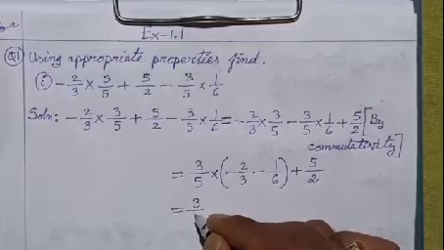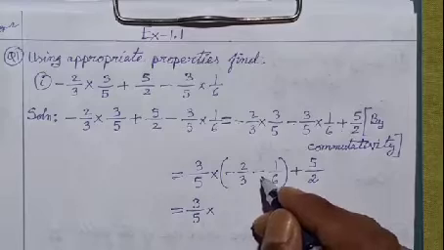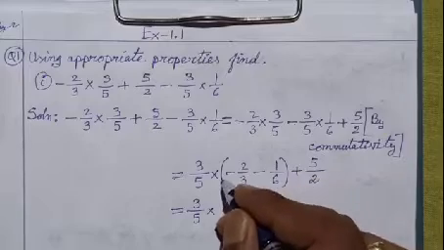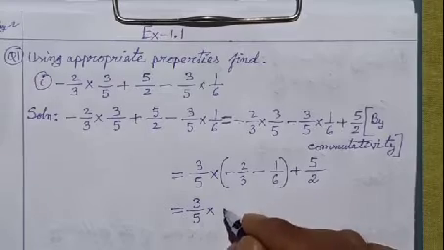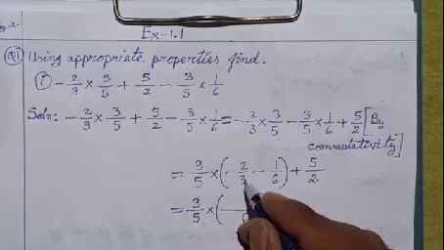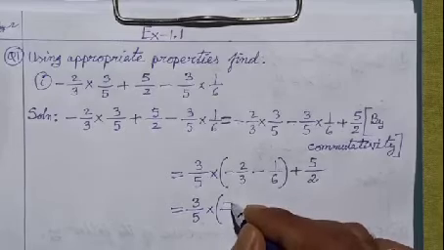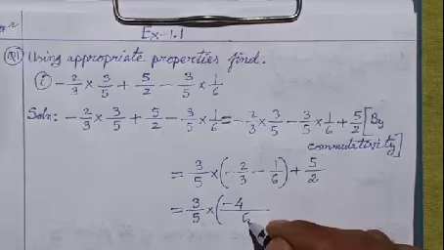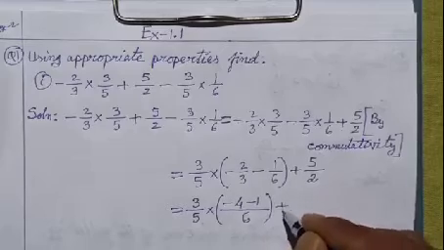Next step. Now 3 by 5 into minus 2 by 3 minus 1 by 6. If we want to simplify this, we have to take LCM of 3 and 6. And we know that LCM of 3 and 6 is 6. And 6 divided by 3, we are getting 2. 2 into minus 2 is minus 4. And 6 divided by 6, we are getting 1. 1 into minus 1 is minus 1. Bracket close. Plus 5 by 2.